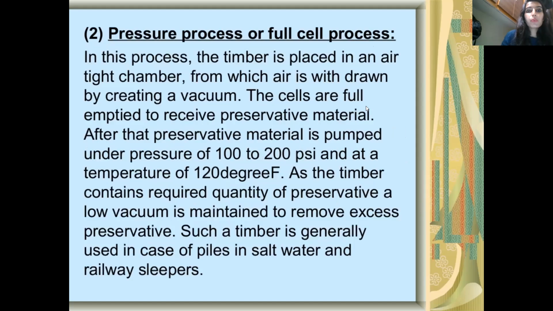Second one is the pressure process or full cell process. In this process, the timber is placed in an airtight chamber from which air is withdrawn by creating a vacuum. So the cells are emptied to receive preservative material. After that, preservative material is pumped under pressure of 100 to 200 Pascal and at a temperature of 120 Fahrenheit. When the timber contains the required quantity of preservative, a low vacuum is maintained to remove excess preservative. Such timber is generally used in case of piles in salt water and railway sleepers.